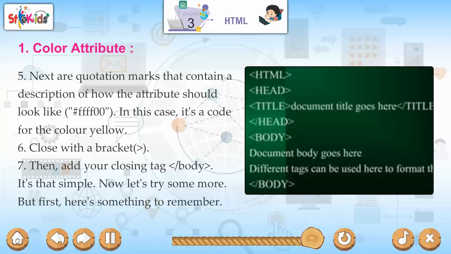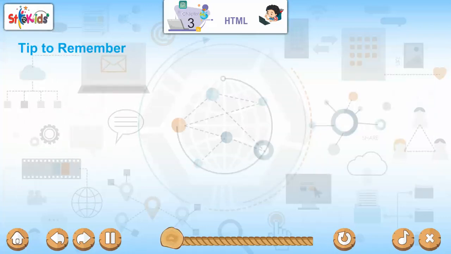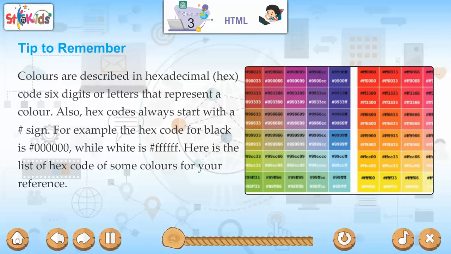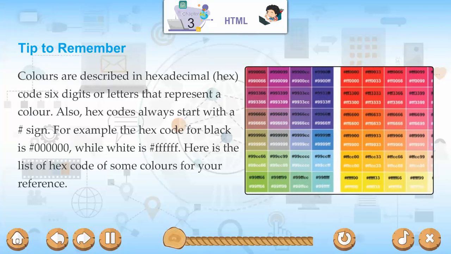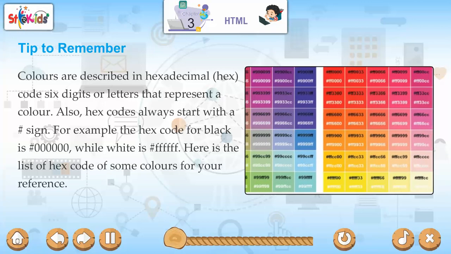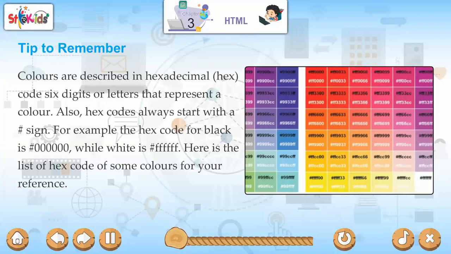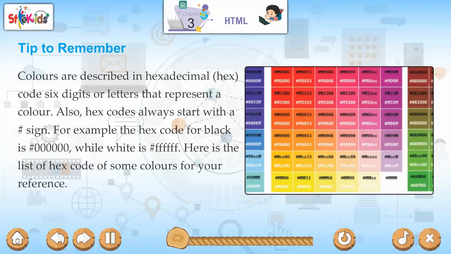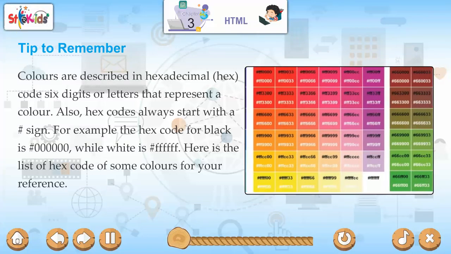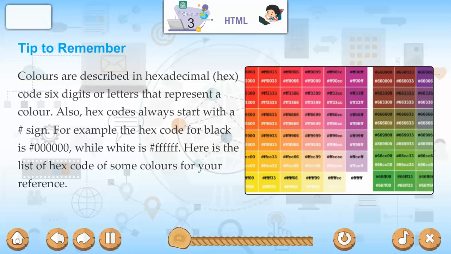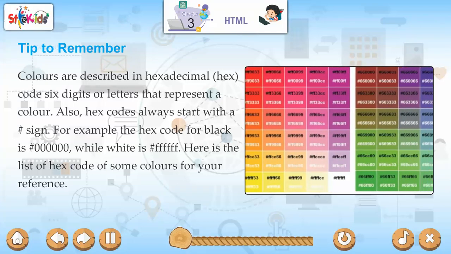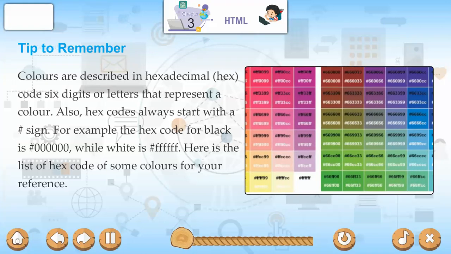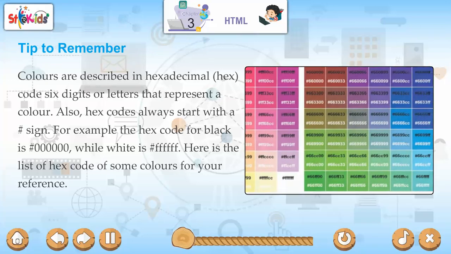But first, here is a tip to remember. Colors are described in hexadecimal, hex code, 6 digits or letters that represent a color. Also, hex codes always start with a hashtag sign. For example, the hex code for black is hashtag 000000, while white is hashtag FFFFFF. Here is a list of hex codes of some colors for your reference.